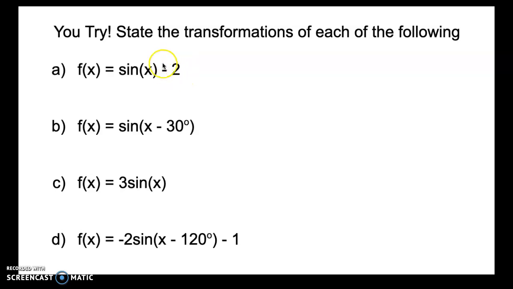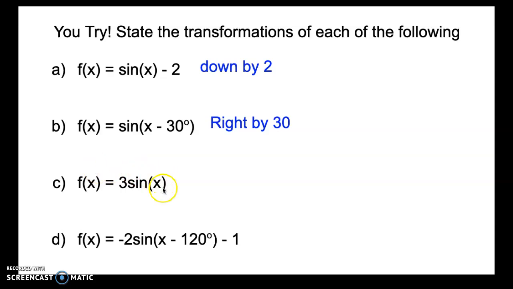This one only has the number at the end. Remember, that's the one that moved the graph up and down. It's negative, so it's going to go down by 2 units. This one only has a number in here. There's no A and there's no C on the outside. Because it's x minus 30, remember it's going to do the opposite of what you think it will. So this is going to move right by 30, because we put a positive number in here to get x minus 30.